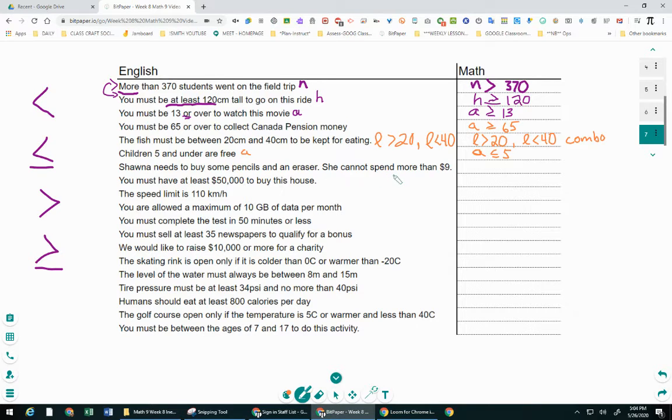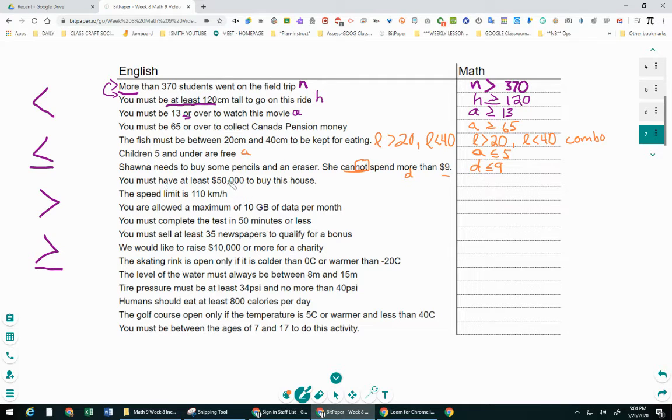Shada needs to buy some pencils and erasers. She cannot spend more than $9. Now you see how English gets all backwards and messes you up, right? You think more than is the same as greater than, but be on the lookout for the word not, because the not flips the meaning. She cannot spend more than $9. Let's call it D for dollars. So her dollar spending must be less than or equal to 9. She can spend the full $9, so that's why you can have or equal to, right?